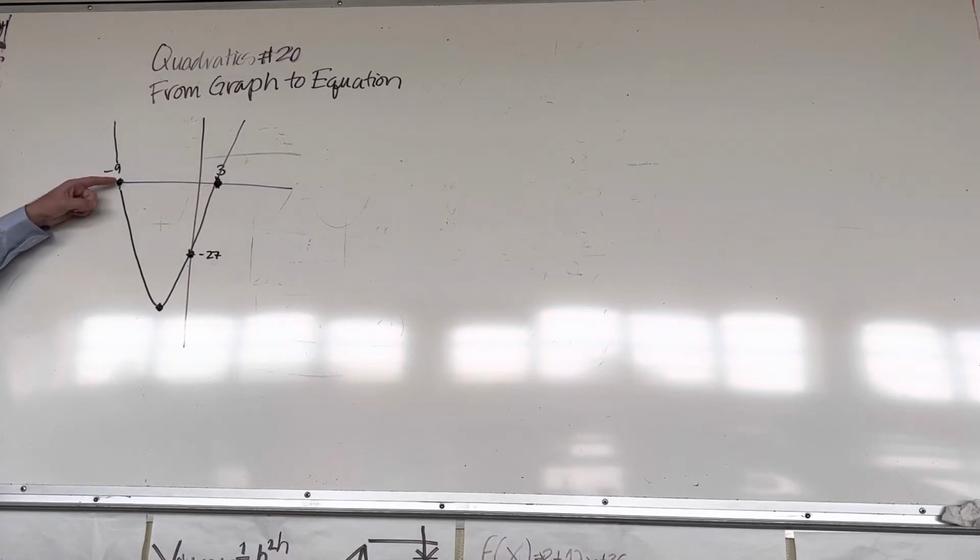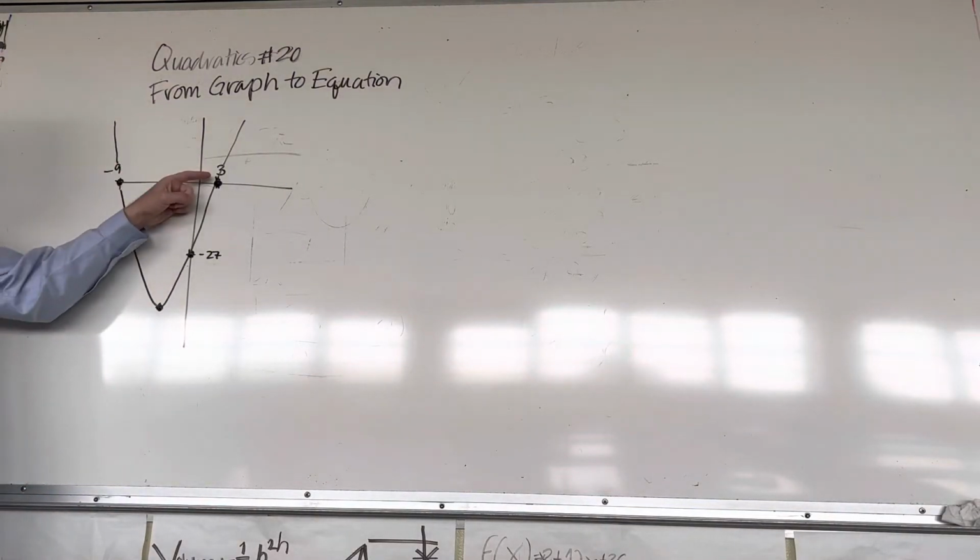What is this point called here? What's the name of this point? It's a root, right? What's another name? X-intercept. What else? 0. And zeros. You okay with this? So here's a -9, here's a 3.